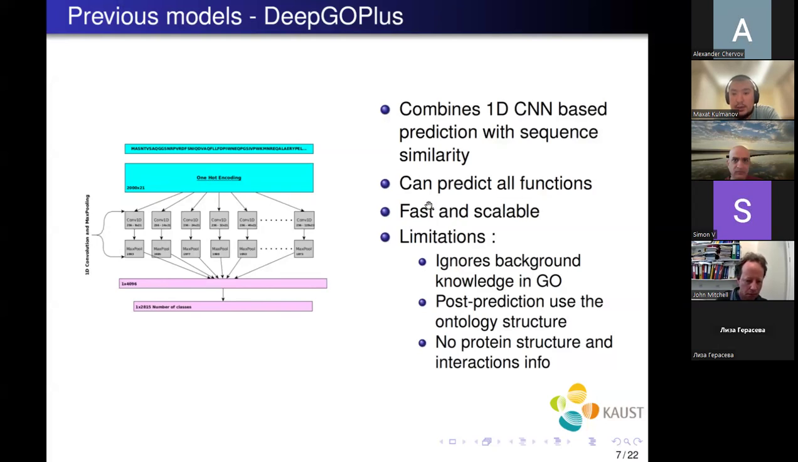Yeah, and then this model gave better performance, also in Kappa, because it had a sequence similarity part, and it was very fast. We could predict functions very easily, and we also had a website that can run predictions in a fast way. But after the prediction process, we still fixed the prediction scores using the ontology structure, using this true path rule. So there were some limitations here as well.